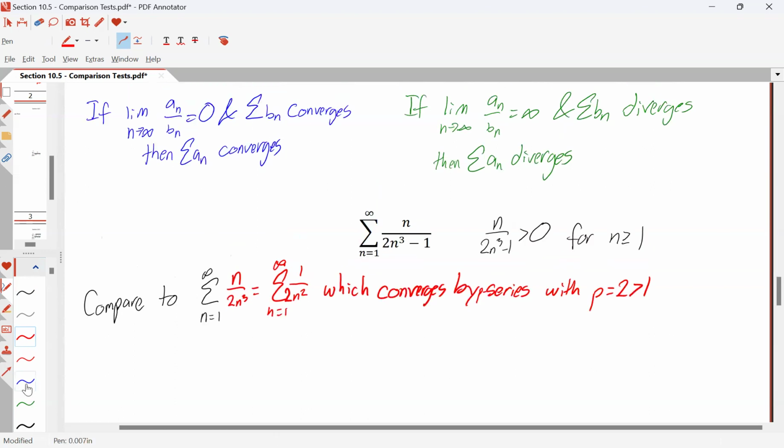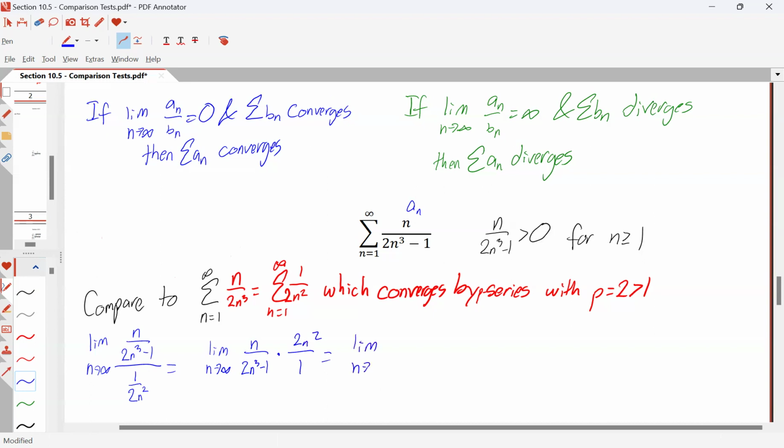Step 4 is to run our test. So we want to take a look at the limit of an is the sequence or in series we want to know about. So we're going to do n over 2n cubed minus 1 all over 1 over 2n squared is the one we found. So limit as n goes to infinity of this. Keep change flip gives us n over 2n cubed minus 1 times 2n squared over 1. This is the limit as n goes to infinity of 2n cubed over 2n cubed minus 1. This limit equals 1 by our rational limit properties.